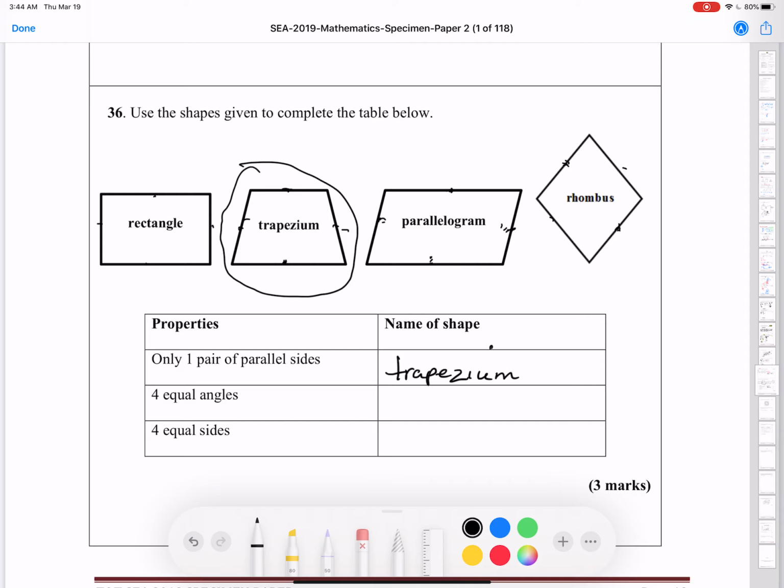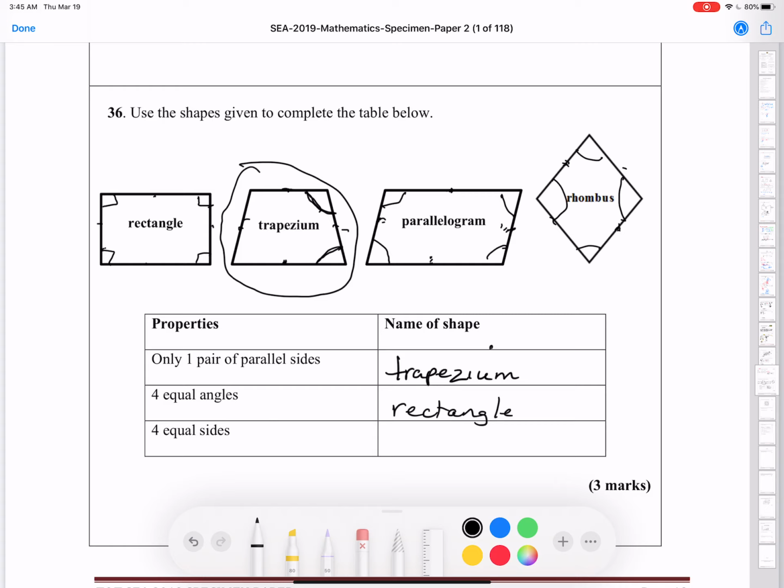4 equal angles. Let's look at the angles. We know that these are all quarter turns or right angles. Definitely, but we could check the others. Let's pretend this was a mouth. You realize the mouth isn't open the same width as here. Let's pretend this was a mouth being opened. Look at here. They're not the same. So it's definitely the rectangle.